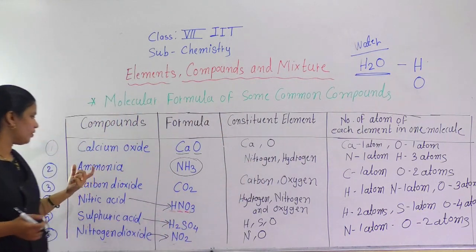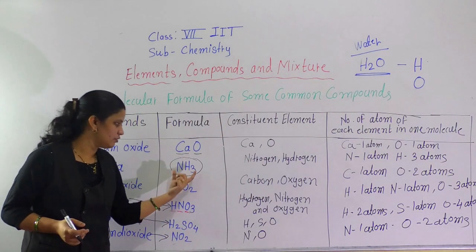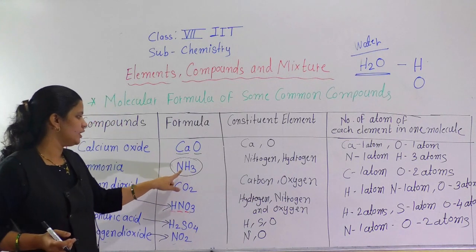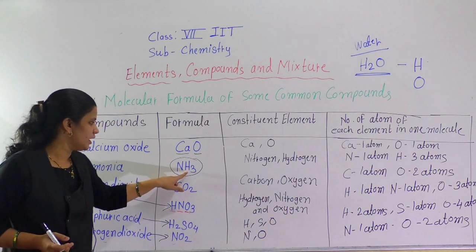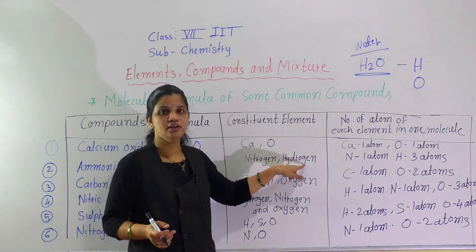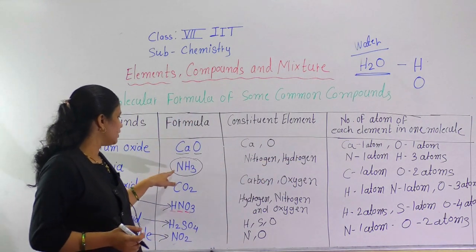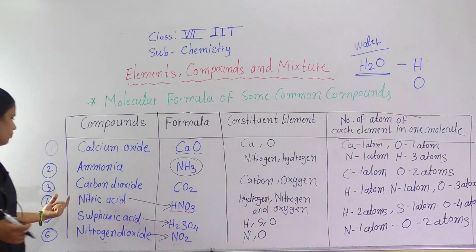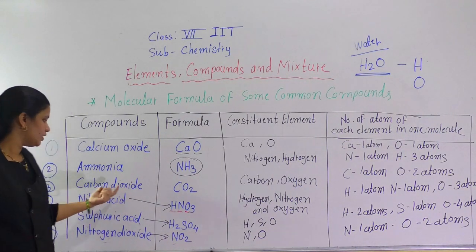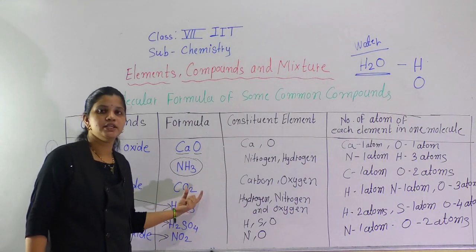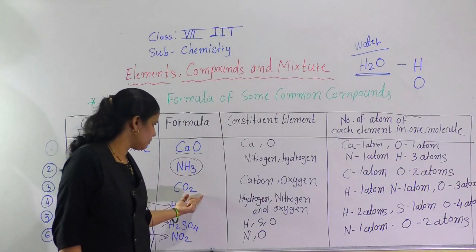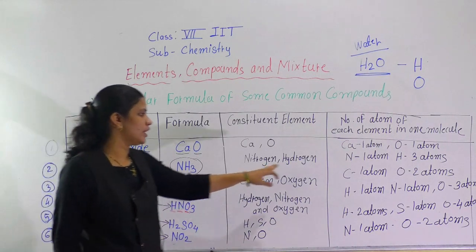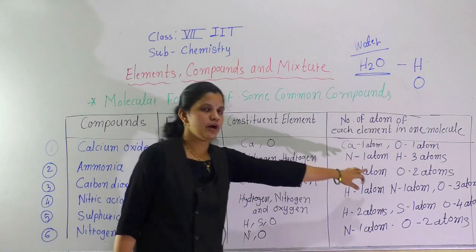The next compound is ammonia. The molecular formula of ammonia is NH3. Which elements are present? N means nitrogen and H means hydrogen. So nitrogen one atom and hydrogen three atoms. The next compound is carbon dioxide. The formula of carbon dioxide is CO2. Which two elements are present? Carbon and oxygen. So carbon one atom and oxygen two atoms.